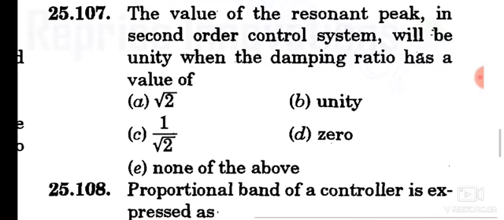Question number 107. The value of resonant peak in second order control system will be unity when the damping ratio has a value of option C, 1 by root 2. The value of resonant peak in the second order control system will be unity. Note this point, will be unity. Resonant peak is unity in second order system when the damping ratio has a value of option C, 1 by root 2.